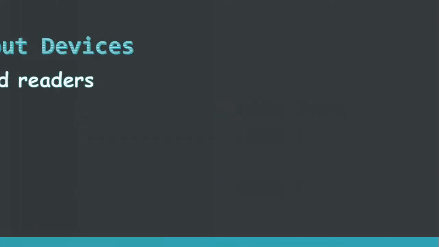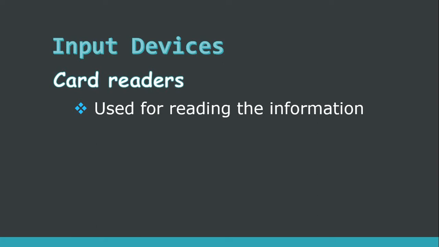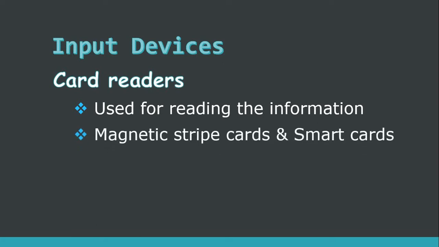Next, card readers. It is used for reading information that is stored on cards. It can read the information from magnetic stripe cards and smart cards. In the magnetic stripe cards, the information in the form of numbers and characters is magnetically stored on a magnetic stripe. The smart cards look like magnetic stripe cards but contain a small chip instead of a magnetic stripe.